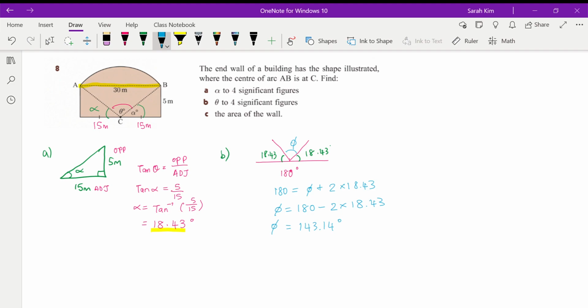Let me just double check those two answers, reminding myself that it's 4 significant figures, so that's 4 numbers. And let's do C, the area of the wall. If I want to find the area of the wall, the easiest way to do it is find the area of the sector, and then find the area of the triangles, and then add them all up together. So I'm going to do the sector first.